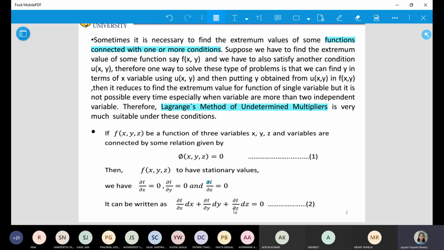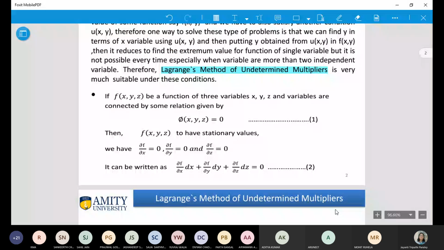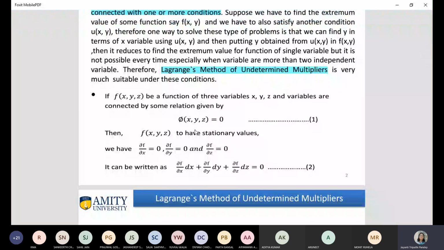How do we represent the total derivative? Del u by del x into dx, del u by del y into dy, del u by del z into dz, right? So these are individually 0, you can multiply them and get this as 0. Is this fine or not? Is this condition understood?